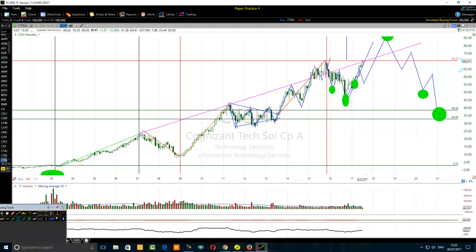People were selling on the edge of that pink trend line. They sold it here, they sold it here, they sold it here. Now we are again on the edge of that pink trend line. This is about what has happened before. So they were selling on the edge of that pink trend line, and they did sell it also at a specific price level at $70.27.